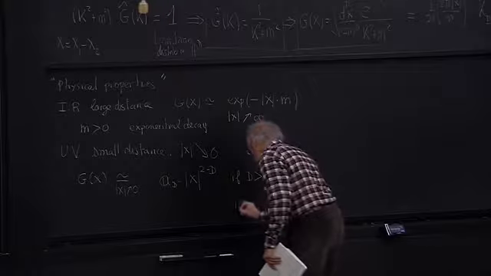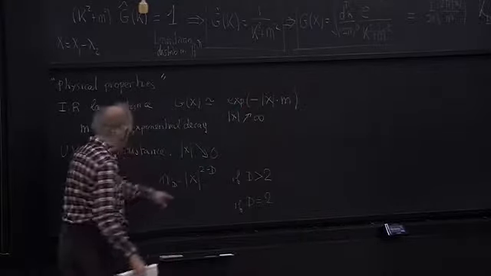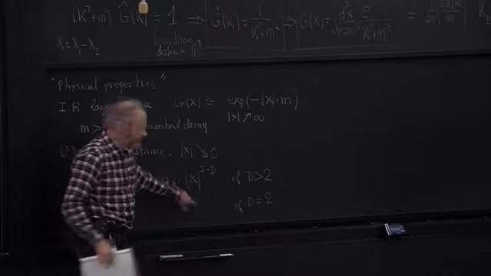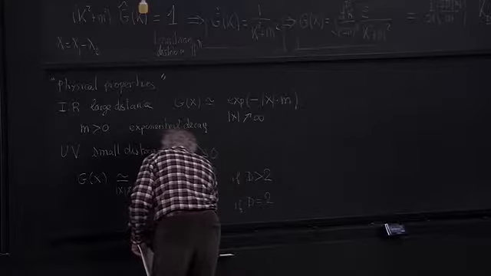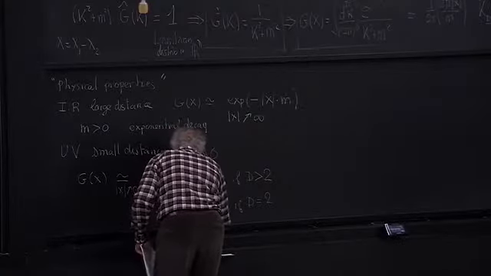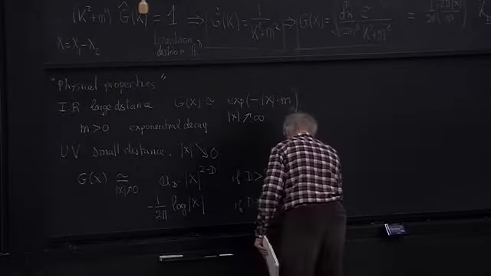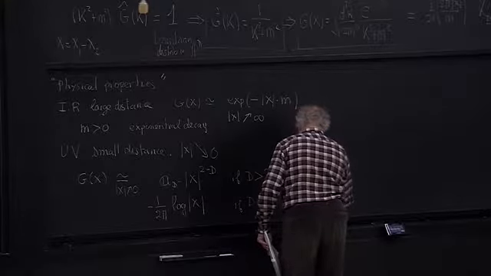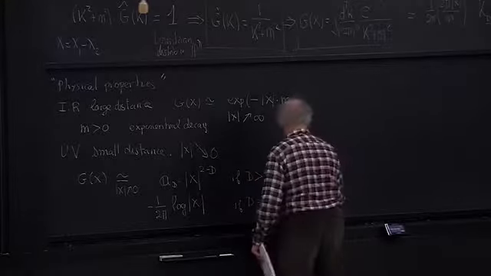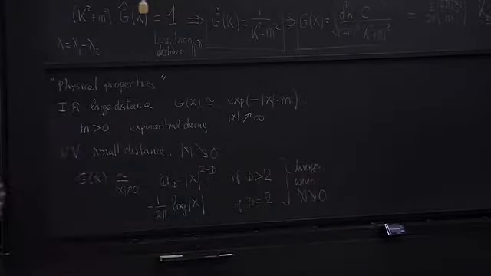And if d equals 2, you should say, okay, there is no problem because this is a power 0, but in fact there is a log. And it's minus 1 over 2 pi log of x. Okay, so in both cases, you see that there is a singularity. It diverges when x goes to 0. So this two-point function is singular at short distance.